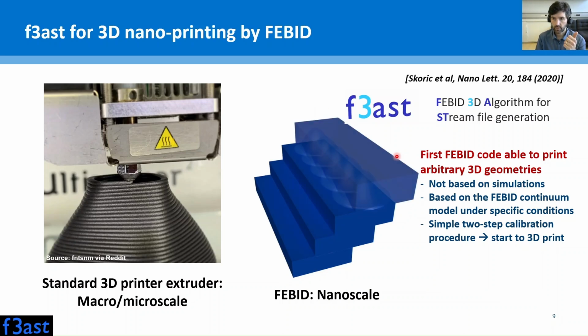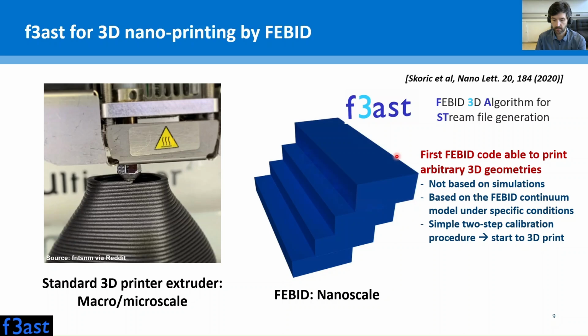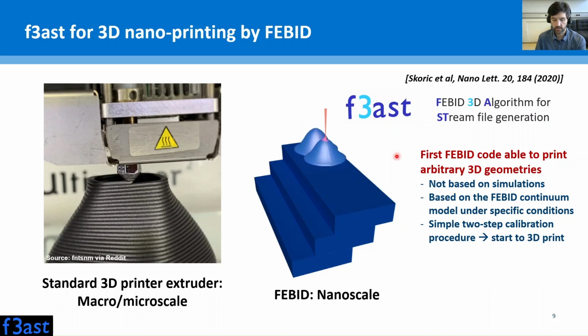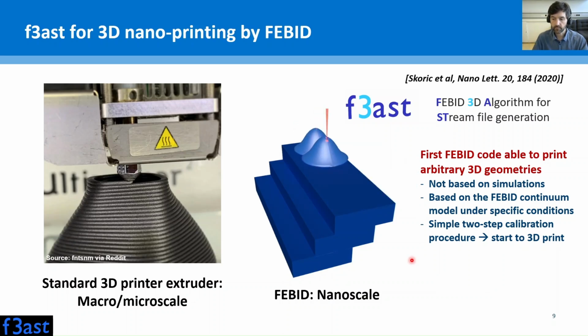It's important to highlight that it's not based on simulations, but it's based instead on the Febit continuum model under specific conditions that I will explain later. And the key point here is that we have also developed a simple two-step calibration procedure that fits into the f3ast model, and that allows us to print directly. We don't need to do complex additional simulations. It of course has its limits, but in a very nice and effective way, we can describe the Febit process, and therefore that allows us to fabricate complex 3D geometries.